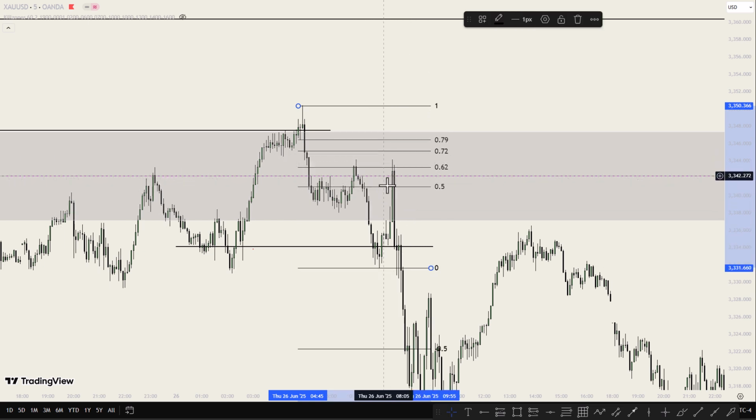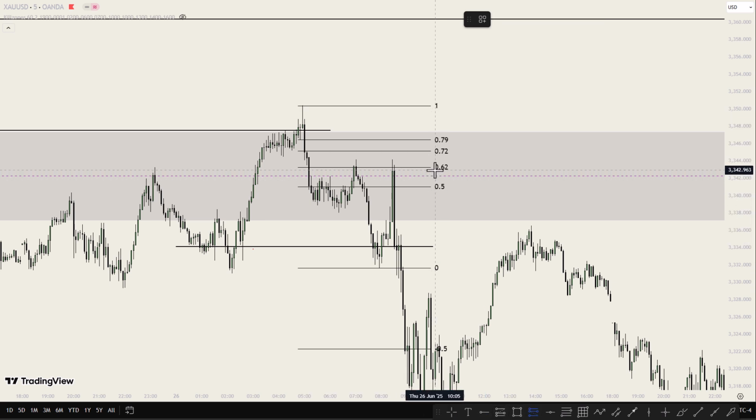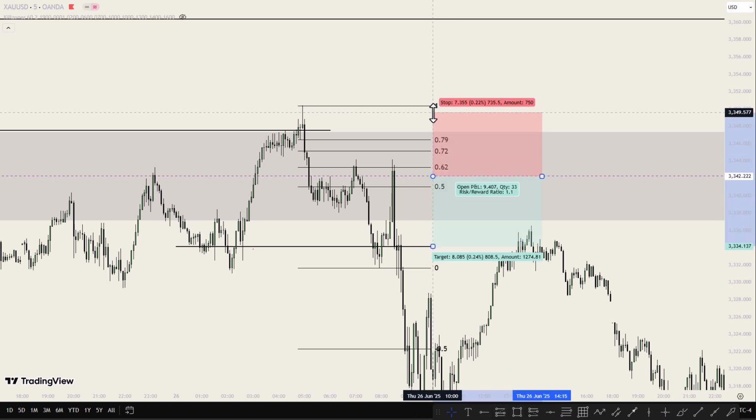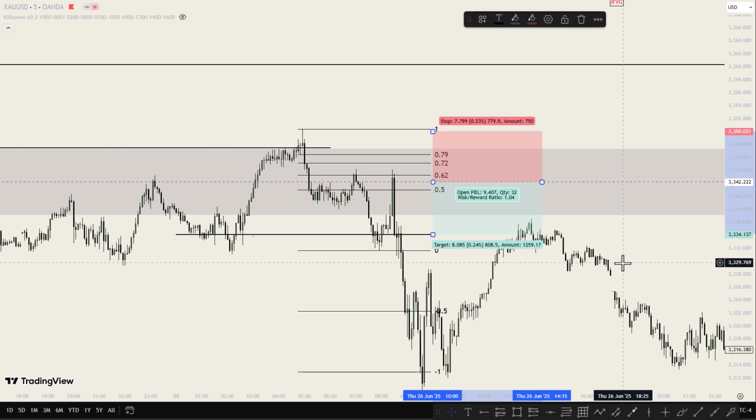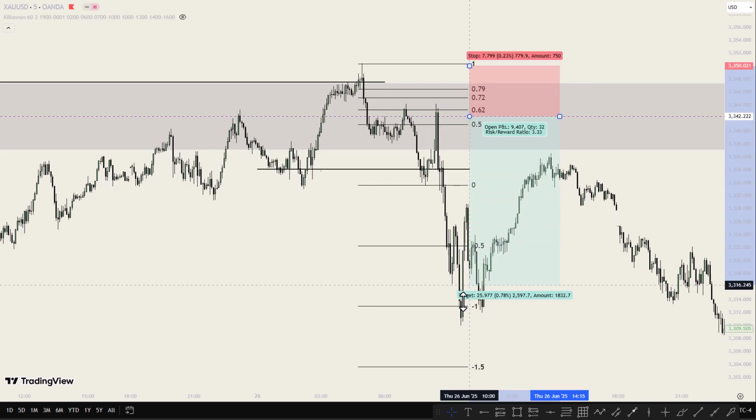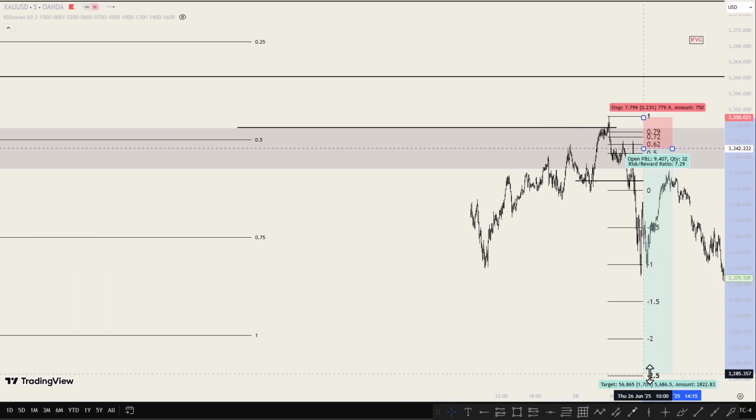And I gave the group that, okay, we are going to be selling from this level. And then my stop loss is above this high. Then I had 1:4 risk reward ratio. So we had our TP here.